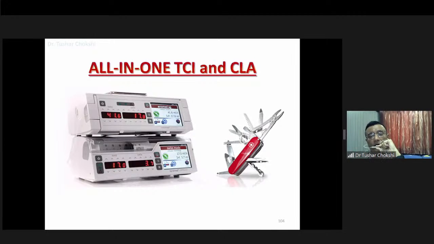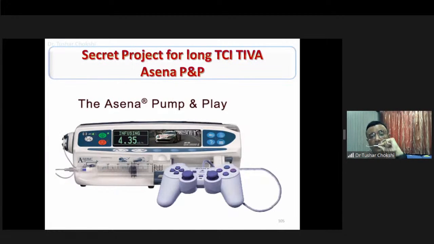Now people will come with a Swiss jackknife, all in one: TCI and closed loop anesthesia, two machines simultaneously. And even if you are tired and want to play with your TCI pump, there is a screen available, and they have developed screens where you can play any game on your TCI machines, on the pump itself.